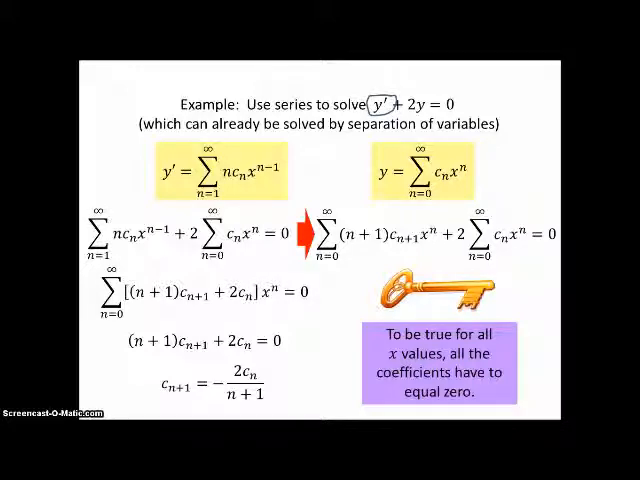Now notice that this is a first-order differential equation, and since we only have the first derivative, in our solution we're going to have one unknown constant, whereas if it was a second-order differential equation we would have 2 unknown constants. So the first constant is going to be the unknown one, c0.